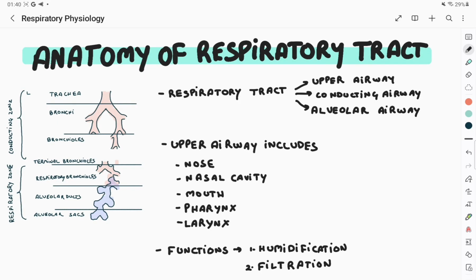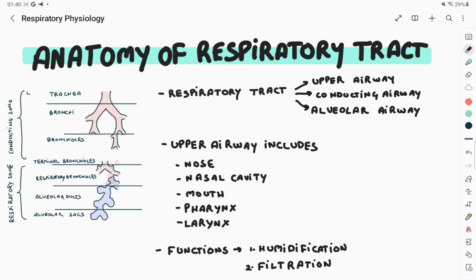In this video, we are going to discuss the anatomy of respiratory tract. The respiratory tract can be divided into three parts: the upper airway, the conducting airway, and the alveolar airway. The upper airway includes nose, nasal cavity, mouth, larynx, and pharynx. It has two major functions.